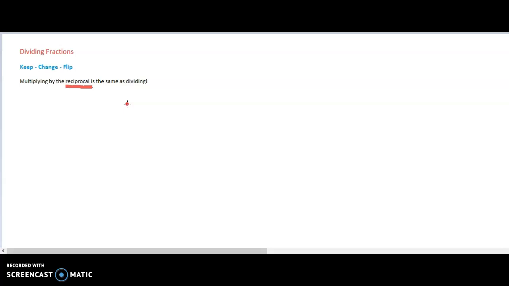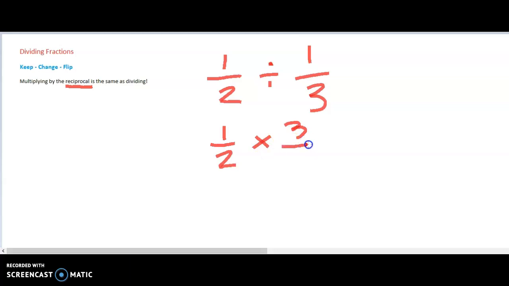If I have 1/2 divided by 1/3, really easy fractions. This is the same thing as multiplying by the reciprocal. So all we have to do is keep the first fraction, change the division to multiplication, and flip this guy to the reciprocal. So we're going to rewrite it as keep, change, and flip.